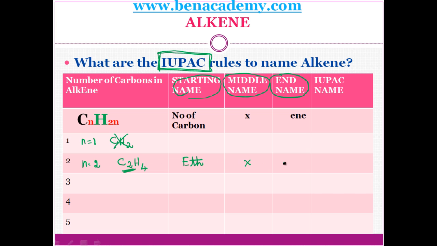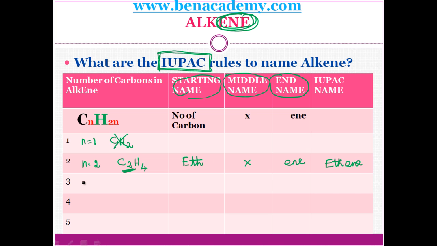No middle name, and the end name is ene. Why is the end name ene? Because the alkene name ends with the last 3 letters ene. That is why the IUPAC name also ends with the same spelling, E-N-E. Therefore, what will be the name of this compound? Ethene. Starting name is eth, there is no middle name, and the end name is ene, therefore it is ethene.